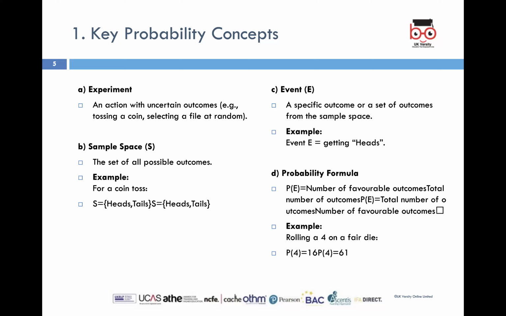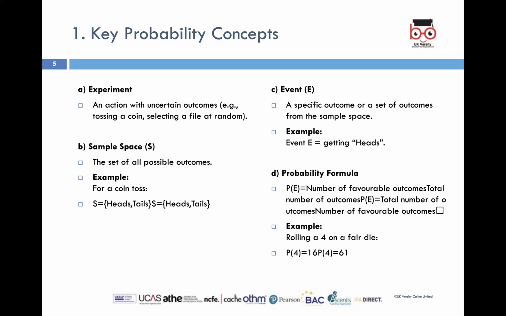Sample space, the set of all possible outcomes. For example, for a coin toss, S could equal heads or tails. Event, a specific outcome or a set of outcomes from the sample space. For example, E getting heads, that could happen. Probability formula: P(E) equals number of favorable outcomes divided by total number of outcomes.